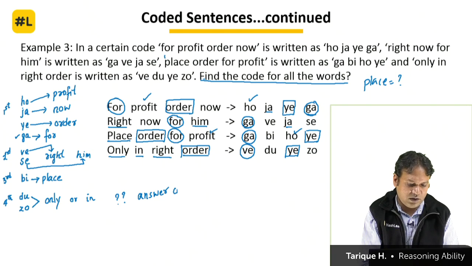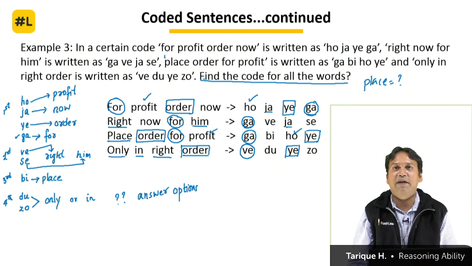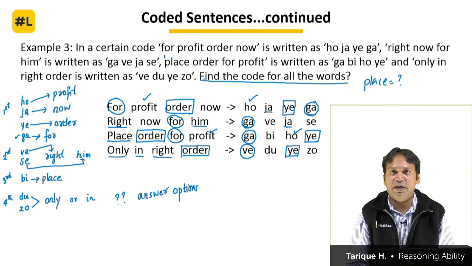So what are the answer options given to us? On the basis of that we can solve for do and zo also. Maybe another hint can be given in the answer options, using which we can find out the code for do or zo. But this is exactly how you are going to approach a question on coded sentences of average to middle difficulty level. So we have completed this question now.